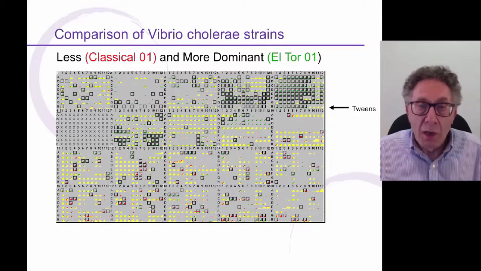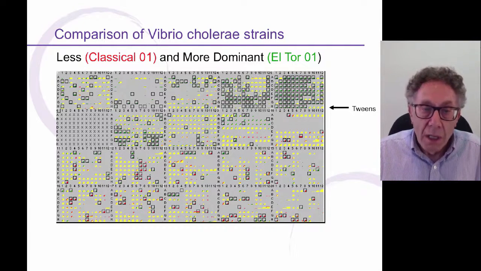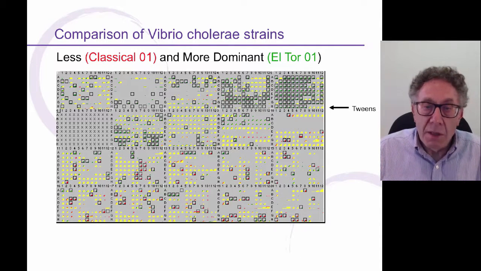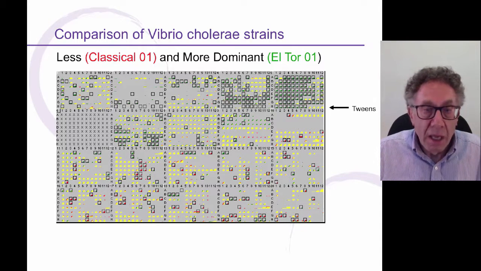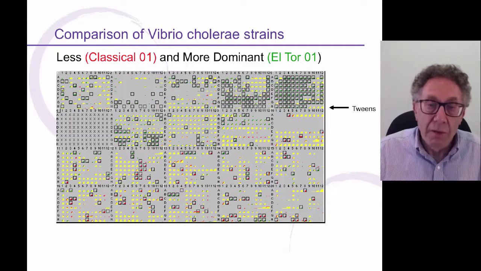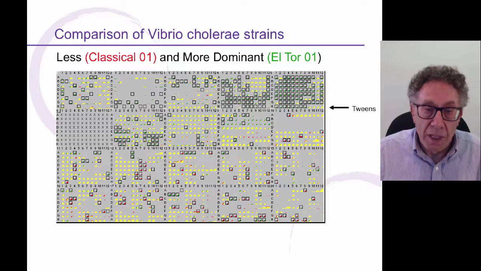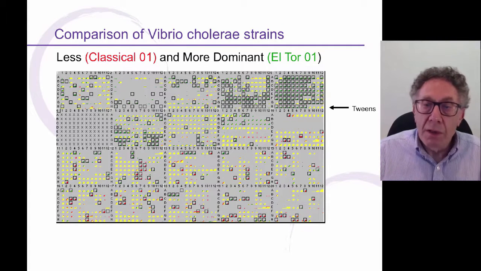Second example here is a comparison of two outbreak strains of Vibrio cholera. The red color is the classical O1 strain, which caused most cholera epidemics up until the 1960s. And then the green color indicates the metabolism of the El Tor strain, which arose in Bangladesh in the early 60s. And in less than a decade, it pretty much displaced the classical strain in terms of causing outbreaks.